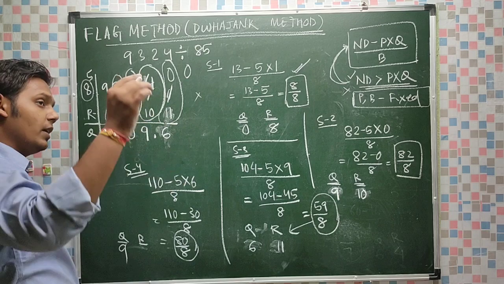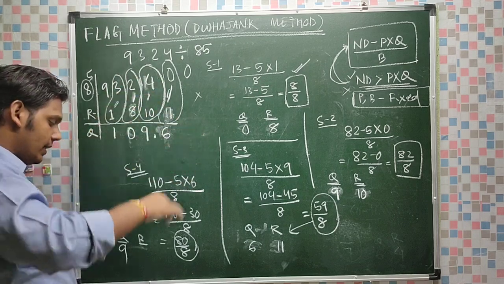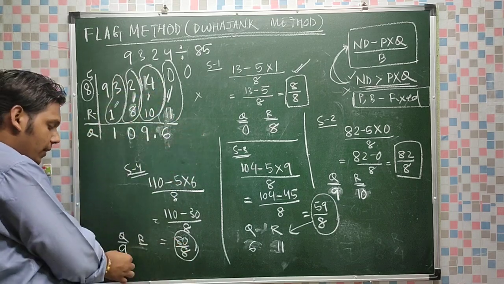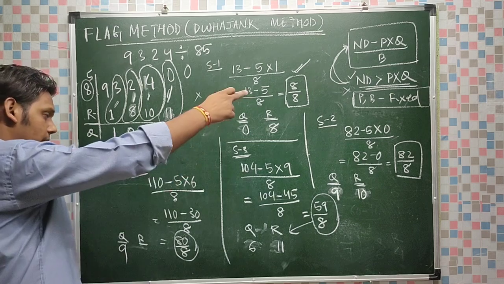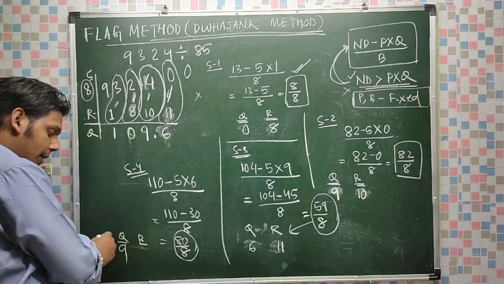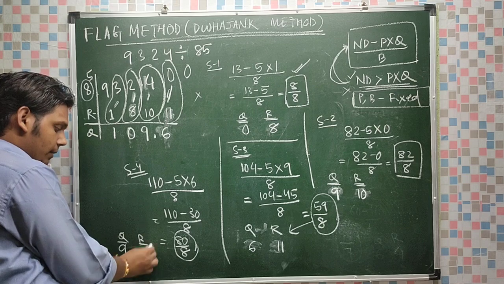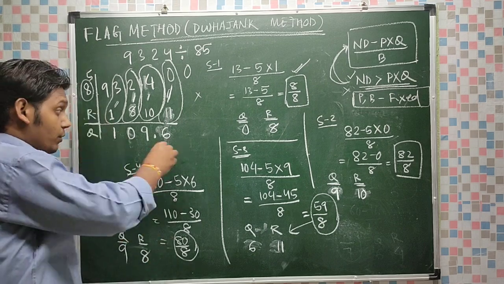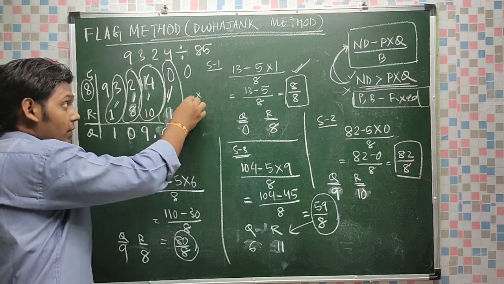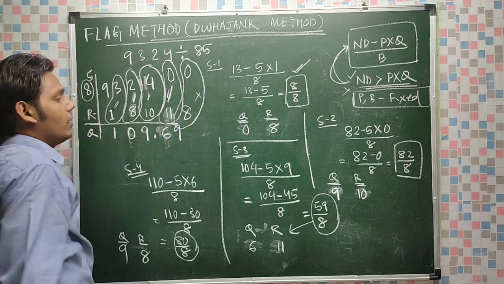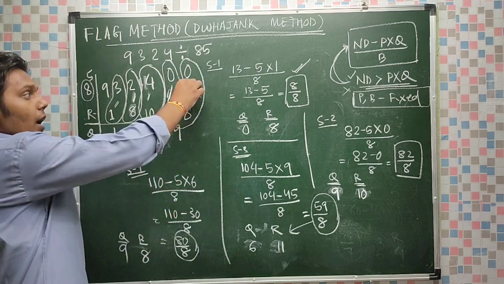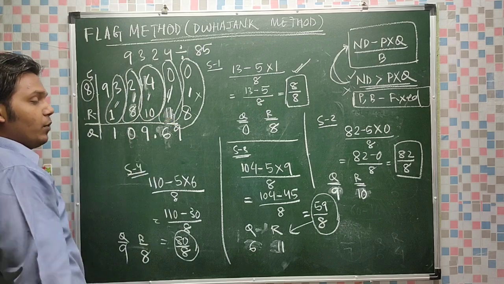If 9 is not possible, then take 8. If 8 is not possible, then take 7. So 10 we don't need to take. First we have to start from 9. Thereafter we have to check the condition. So 8, 9, 72 means 8 is the remainder. So 9 I will take. 8 is the remainder. Now the new dividend is 80. 80 is greater than 5, 9, 45.